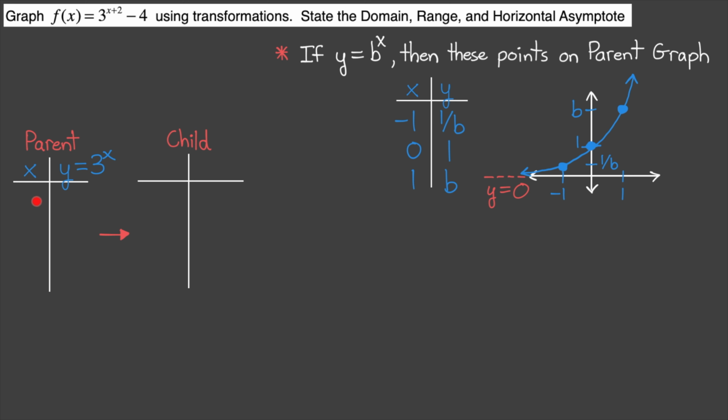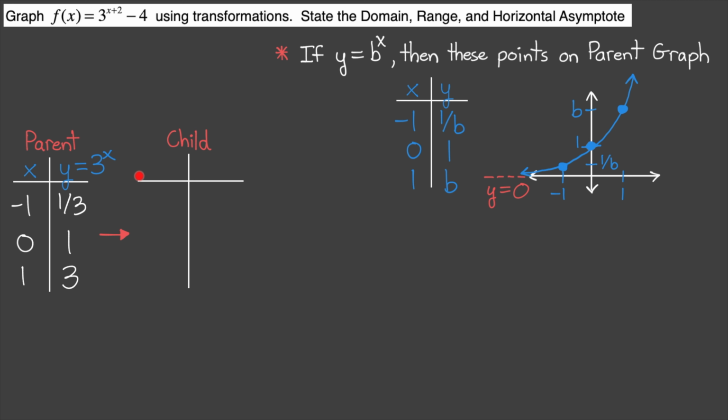All right, so based on that, let's go ahead and write our three main points. So we have negative 1, 1 over b, but that's 1 over 3 in this case. Then the next point is 0, 1, so that's always 0, 1. And then the next point is 1, comma b. b in this case is 3, so it'll be 1, comma 3. All right, so those are our parent points there.